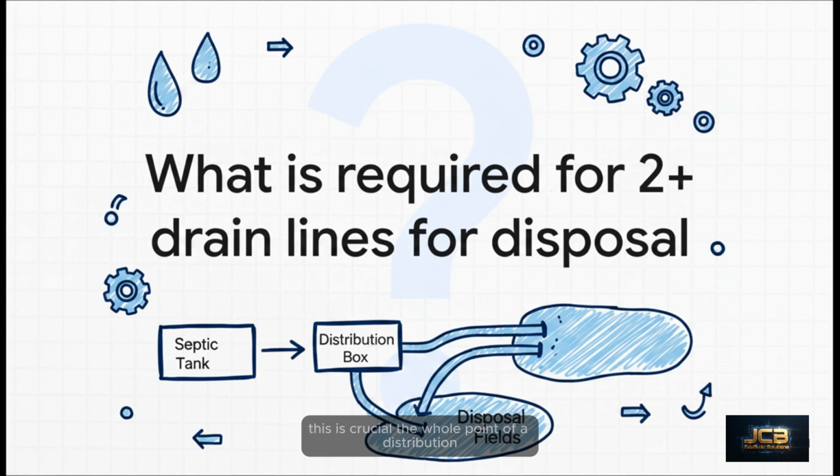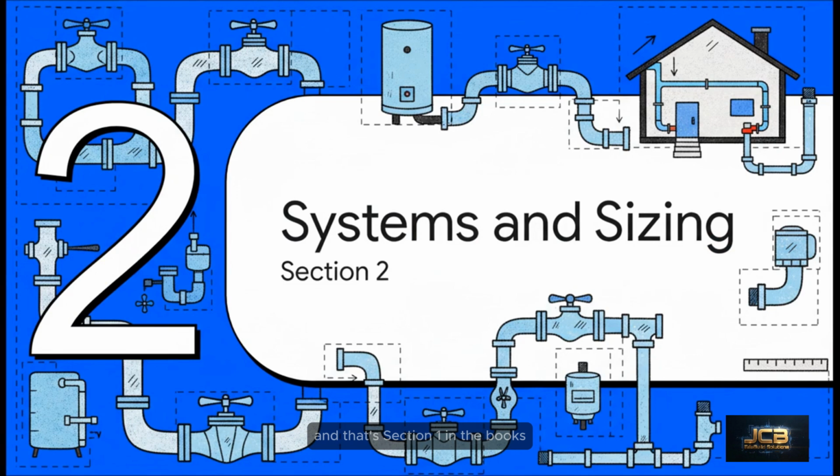This is crucial. The whole point of a distribution box is to make sure the effluent spreads evenly across the entire leach field, preventing one area from getting overloaded. And that's Section 1 in the books.